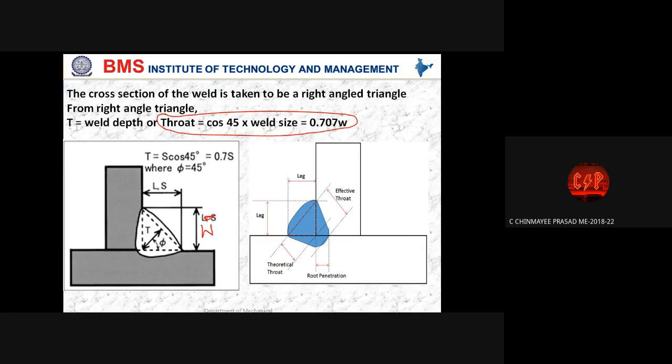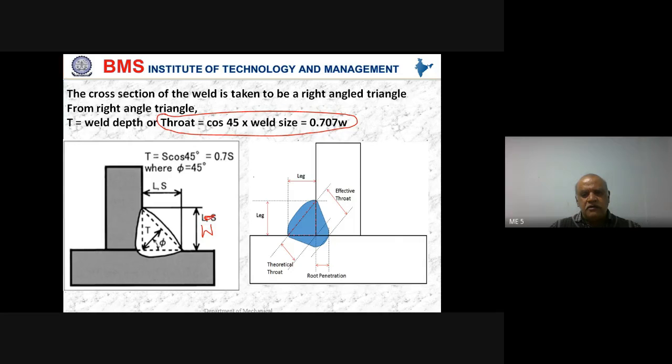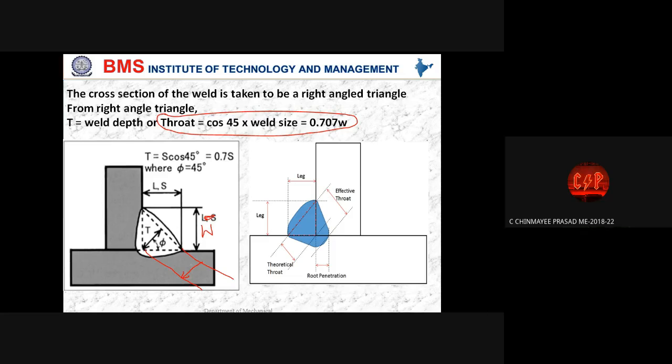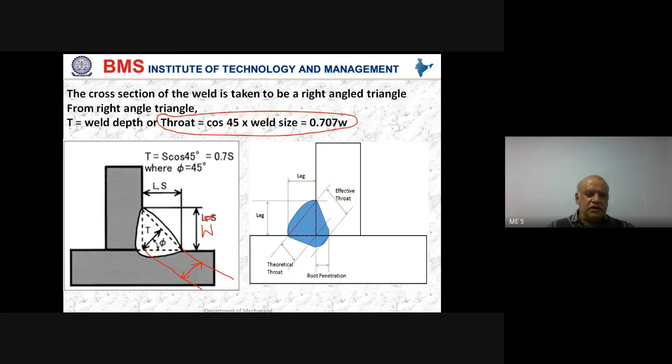So the diagonal line is the throat, sir, throat length. Yeah, this is throat length. That is the distance here. This distance is throat. One minute, I will take down that. That's what he has indicated here, no? Throat.